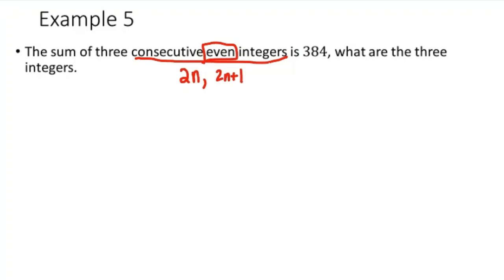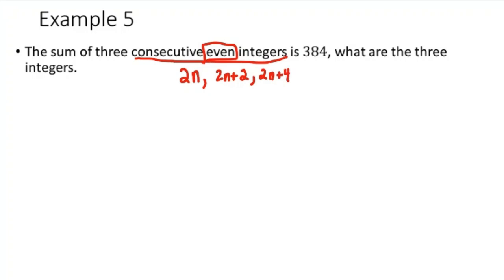Would 2n plus 1 be even? Well, no. Think of it this way. If we started with 6, if I add 1, I get 7, which is odd. So I don't want to add 1. To get my next even integer, what we're going to add instead is 2, because every other integer is even. So far, I have 2n and 2n plus 2 as two consecutive even integers. I do want 3. So I'm going to add 2 again, and I get 2n plus 4.